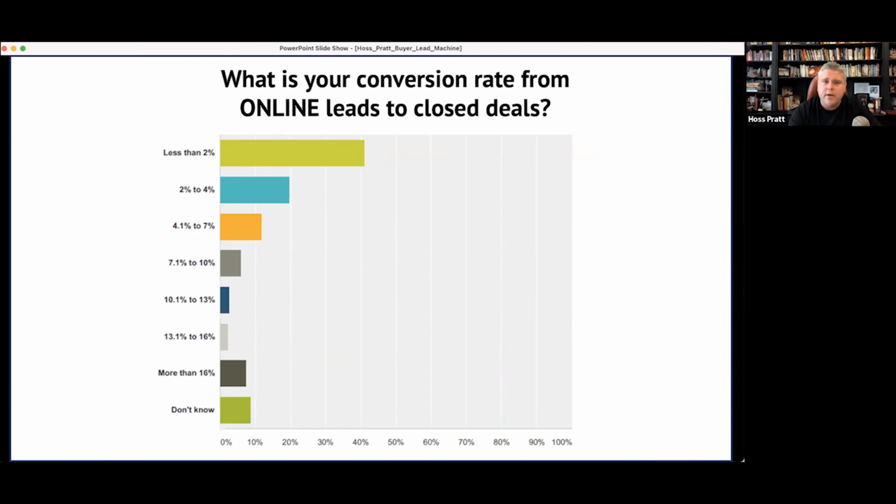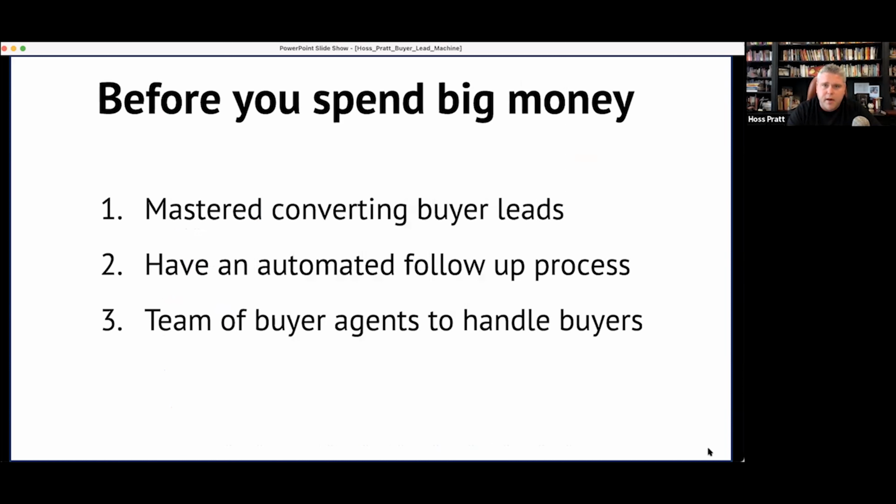And so if we can do that, but we also want to leverage direct response to get a better response. But here's the thing, before you spend big money, master converting buyer leads before you do it. Do what I'm going to share with you today before you go out and spend any type of money on buying leads. Have an automated follow-up process.